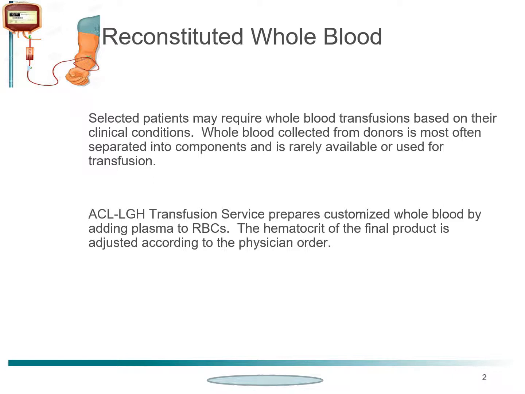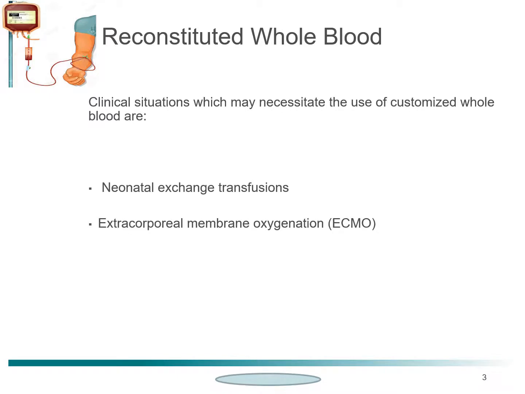Selected patients may require whole blood transfusions based on their clinical conditions. Whole blood collected from donors is most often separated into components and is rarely available or used for transfusion. ACL LGH Transfusion Service prepares customized whole blood by adding plasma to RBCs. The hematocrit of the final product is adjusted according to the physician order. Clinical situations which may necessitate the use of customized whole blood are neonatal exchange transfusions and extracorporeal membrane oxygenation.